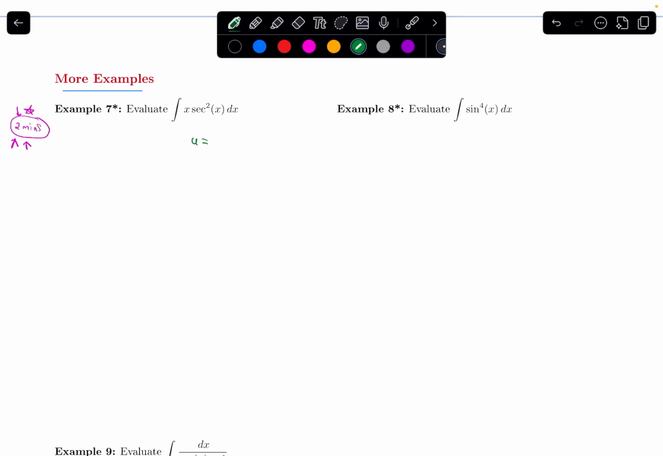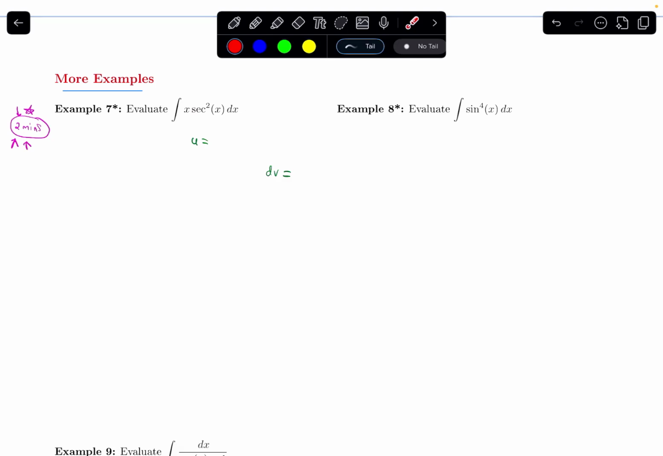So I need to pick a u and I need to pick a dv. I don't think u sub is going to work for us because maybe the most natural choices for you are something involving the secant, perhaps. But then the derivative of that won't involve just x at all. It'll be something much more complicated. So u sub probably won't be helpful.